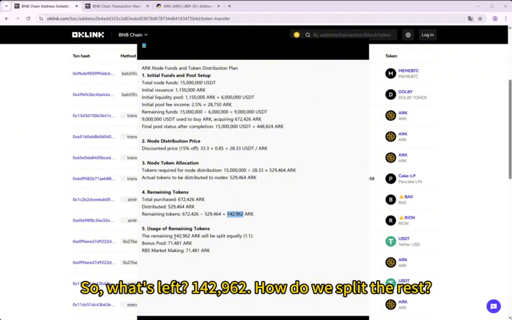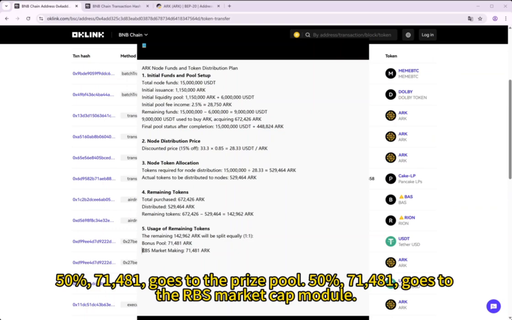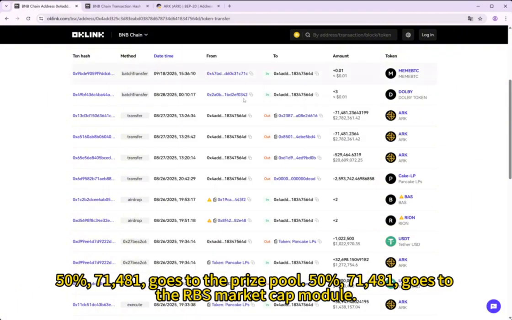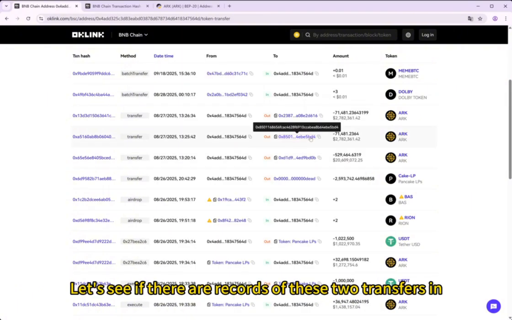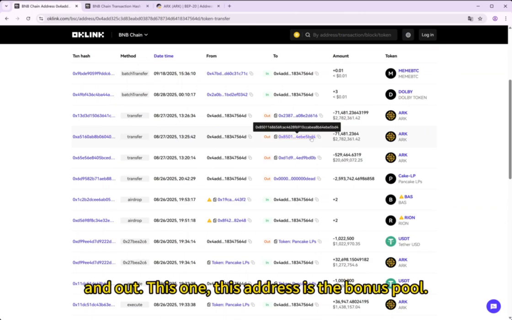So, what's left? 142,962. How do we split the rest? 50%, 71,481. Goes to the prize pool. 50%, 71,481. Goes to the RBS market cap module. Let's see if there are records of these two transfers in and out.